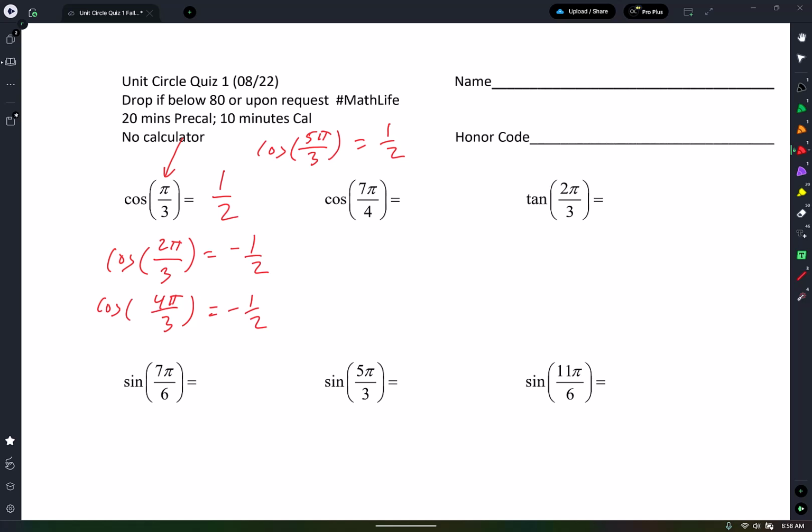Fourth. Yeah, because double the denominator, subtract 1. No, it's okay. This is a safe space. Double the denominator, subtract 1. 7 pi over 4, quadrant 4. In quadrant 4, is the x positive or negative? Positive. Square root of 2 over 2.